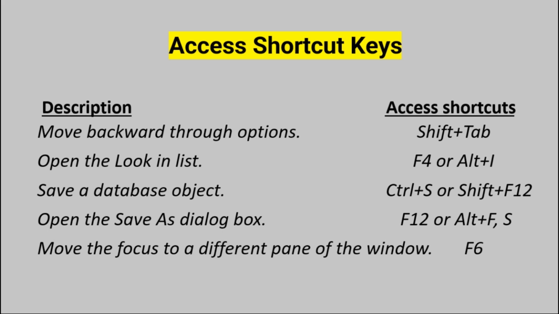Next, if you want to save a database object, you can use Control plus S or Shift plus function key F12. Next, if you wish to open the Save As dialog box, you can use the function key F12 or Alt plus F along with the letter S. Now the next key is the function key F6, which is used in order to move the focus to a different pane of the window.